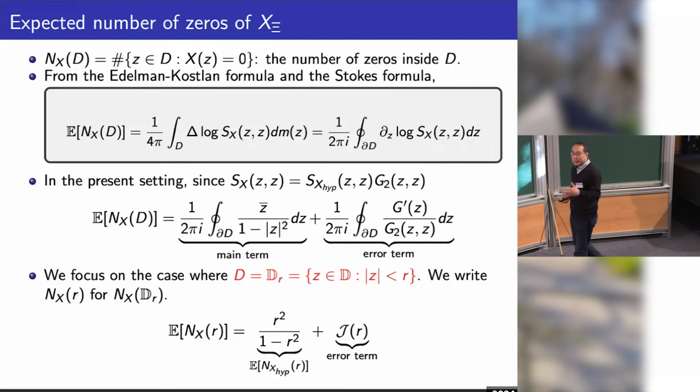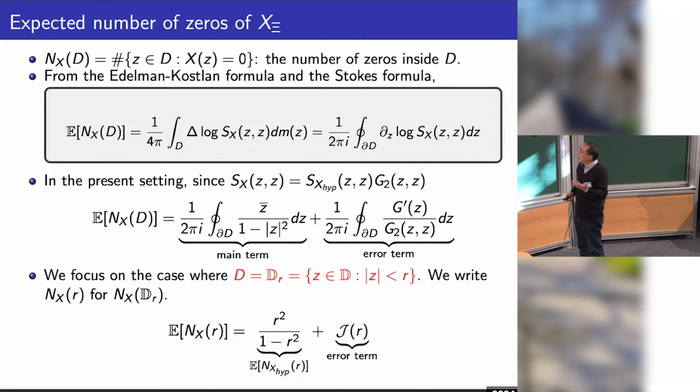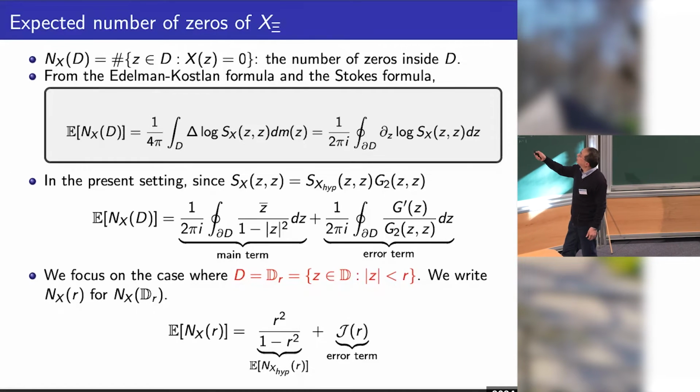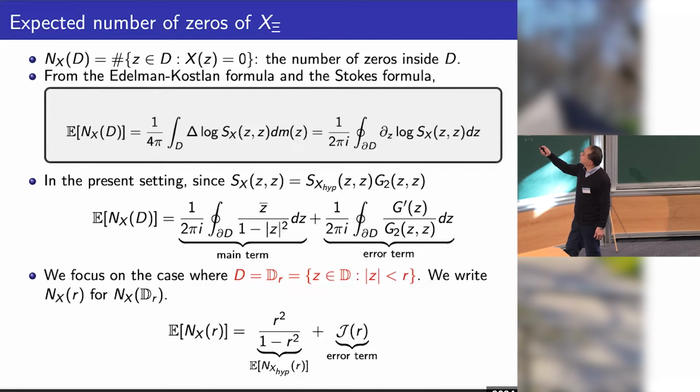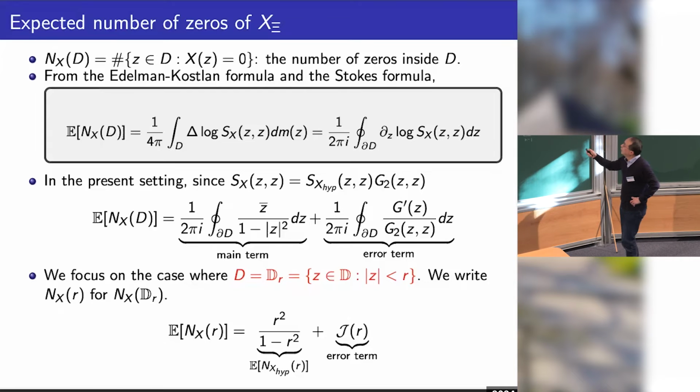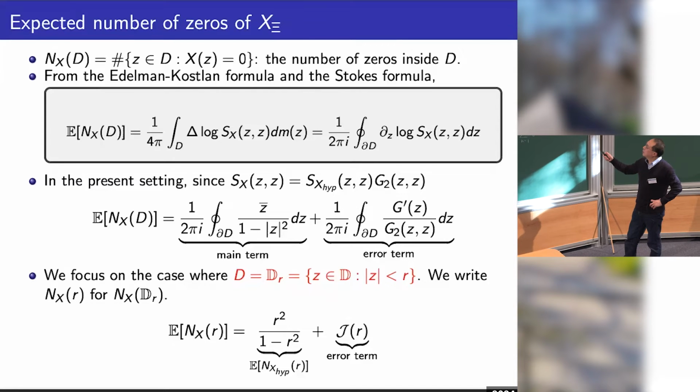Okay, so I explained three examples. And now we use the Edelman-Kostlan formula for this process, for this graph. Actually, the expectation of the number of zeros inside D is given by this formula. The first one is usually called the Edelman-Kostlan formula. And if you use the Stokes formula, then it is also written in terms of a contour integral.